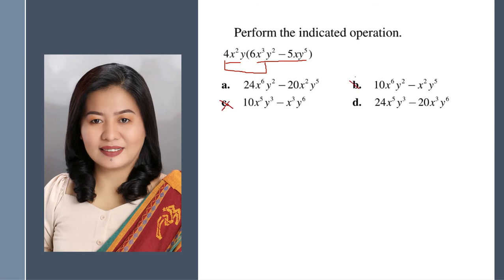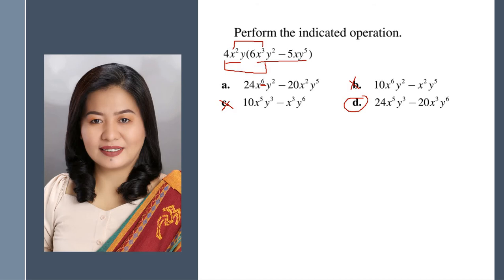Now we look at the literal coefficient. X squared times x to the third. We said that we are going to add the exponents. 2 plus 3 is 6. No, 2 plus 3 is 5, not 6. This one gives us a 6. So we are sure that letter D is the answer. As simple as that. You don't need to continue solving because it's there already, elimination.